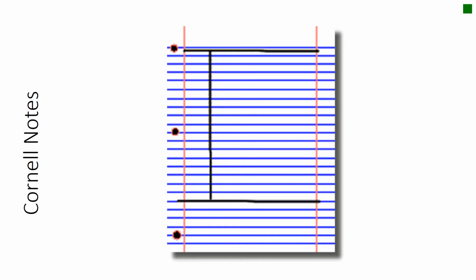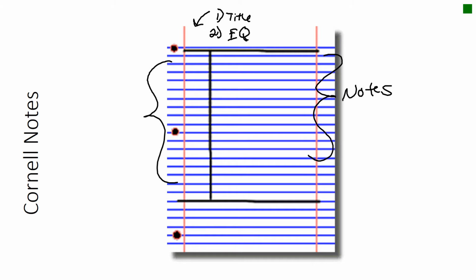So here's how Cornell Style Notes works in this class. Right here at the top of your paper, I should see two things. The first thing I should see is a title, and the second thing I should see is that essential question. I'm going to leave it as EQ, essential question. On this side, there's going to be notes that you're going to write. On this side, it's your key concepts and vocab. And down at the bottom, this is what I'm going to check: your answer to the essential question, your answer to the EQ.